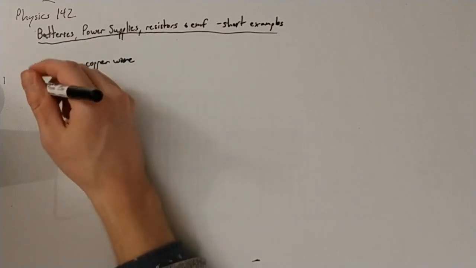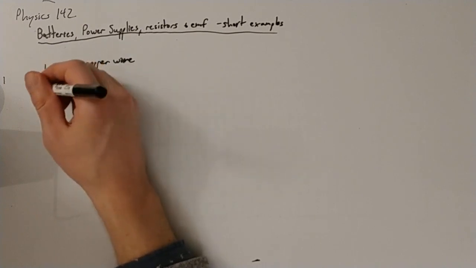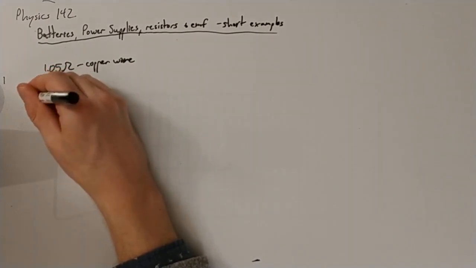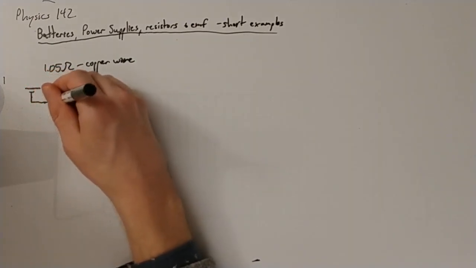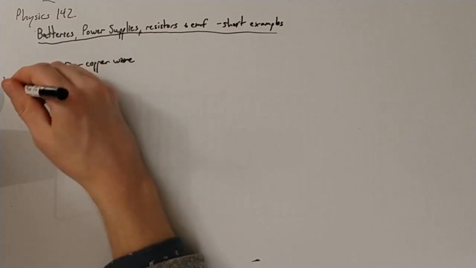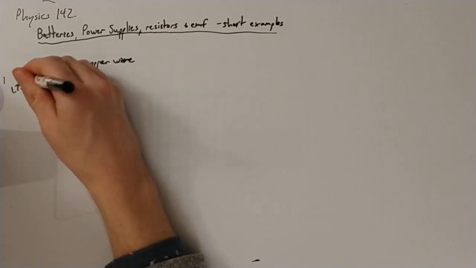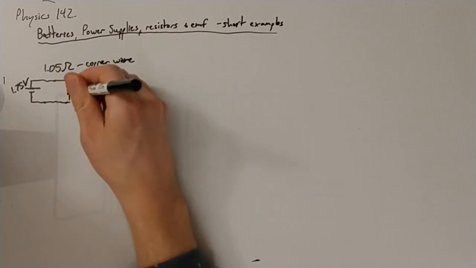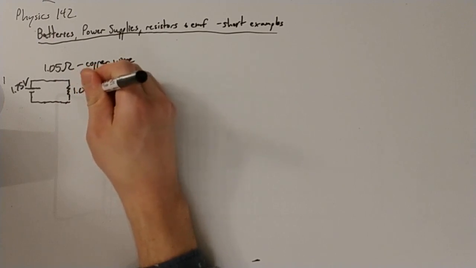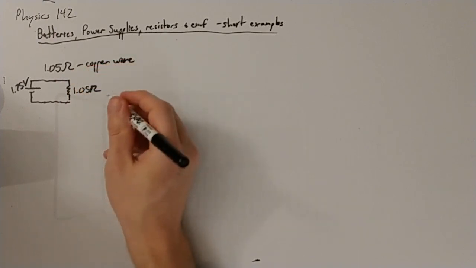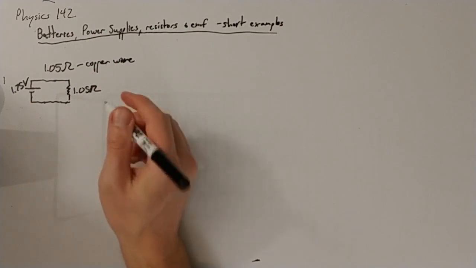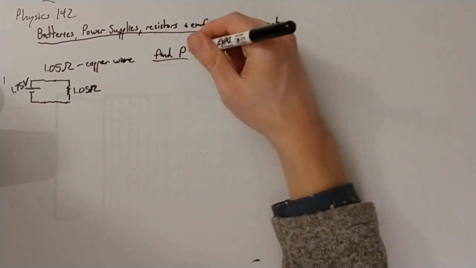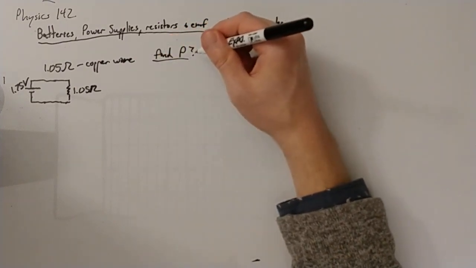The power supply in this circuit gives us a potential difference of 1.75 volts. So here's our power supply, and the potential that comes out of it is 1.75 volts. Then we have a resistor here, which has 1.05 ohms, and the question is, how much power gets dissipated by this resistor? Find the power dissipated by the resistor. How do we work that out?